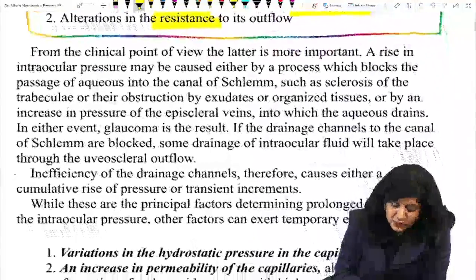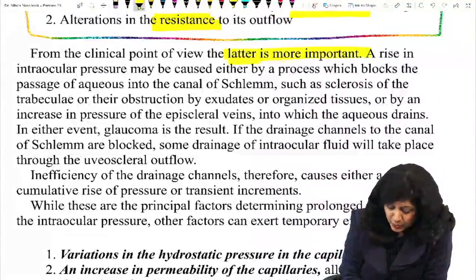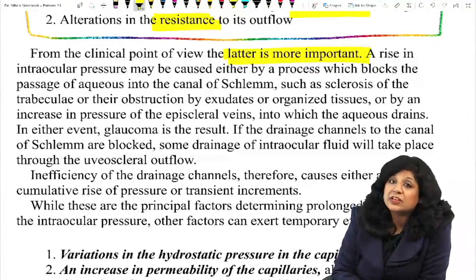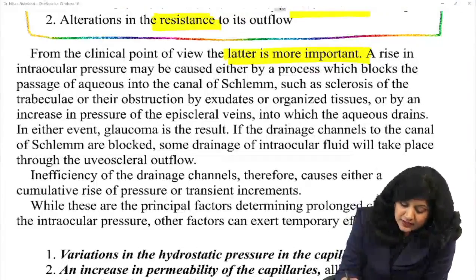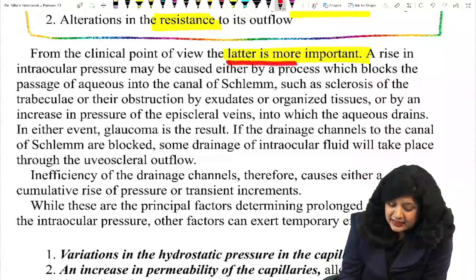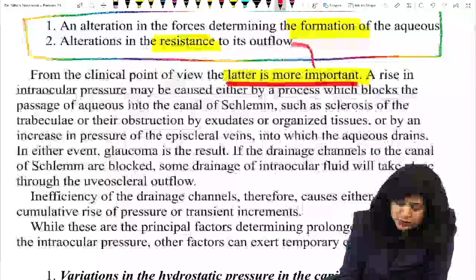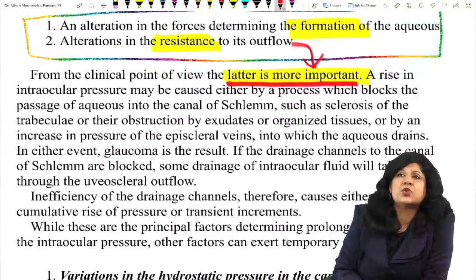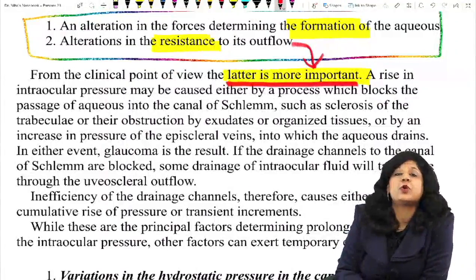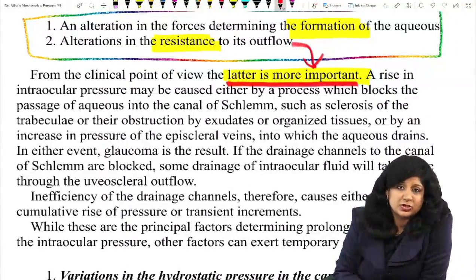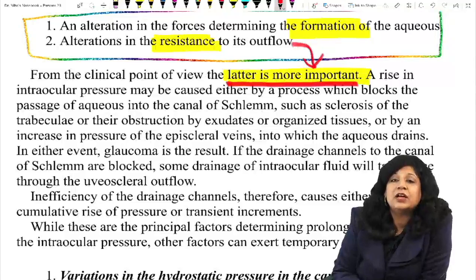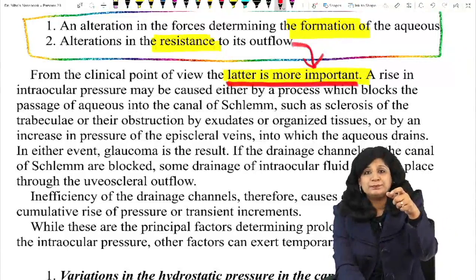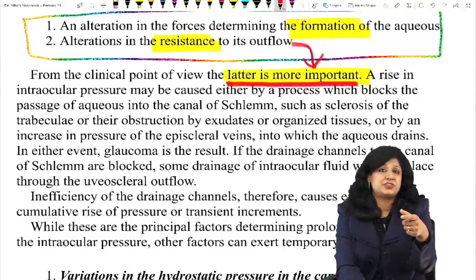From the clinical point of view, the latter is more important. Now sometimes you have this dilemma, that if both are given in the options, then what to do. Then they have clearly said that the latter is more important. So most of the time when you get glaucoma, you do not get alteration in the formation. It is only in the hypersecretory kind of glaucomas that you have more formation. So mostly we face this problem of resistance to the outflow, and that is why we have raised intraocular pressure.